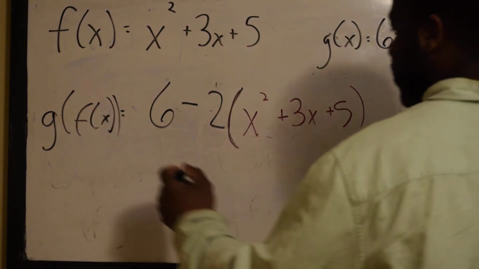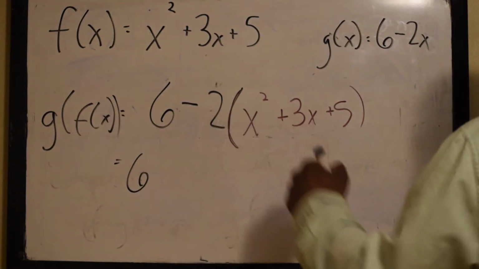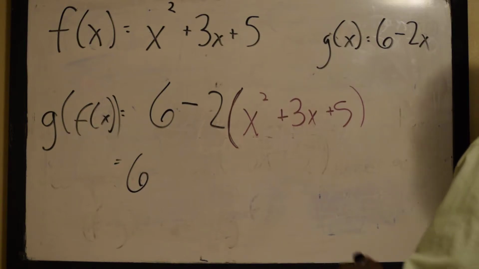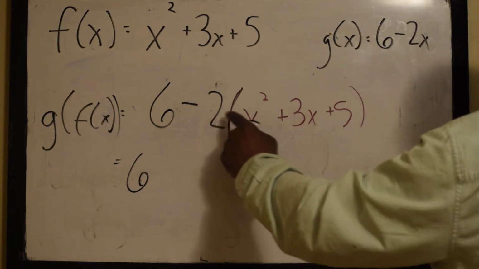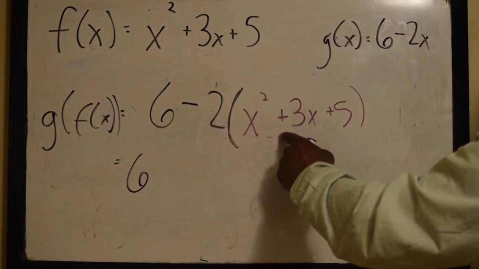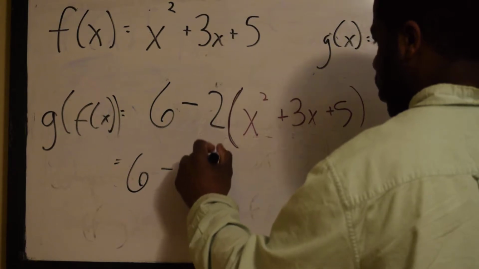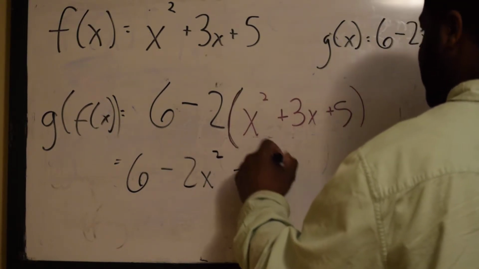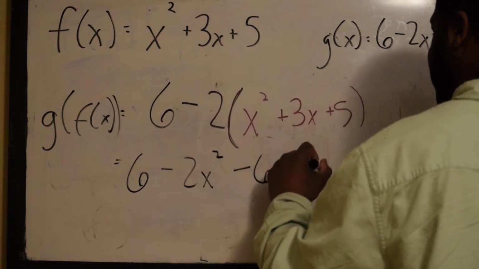Okay, now this is going to give me 6. Now this is the key. This is where a lot of mistakes will be made that we should be aware of. That's a negative 2. So when we distribute, be aware of this negative along with the other signs. So that's going to be negative 2x squared minus 6x, and negative 2 times positive 5 is negative 10.